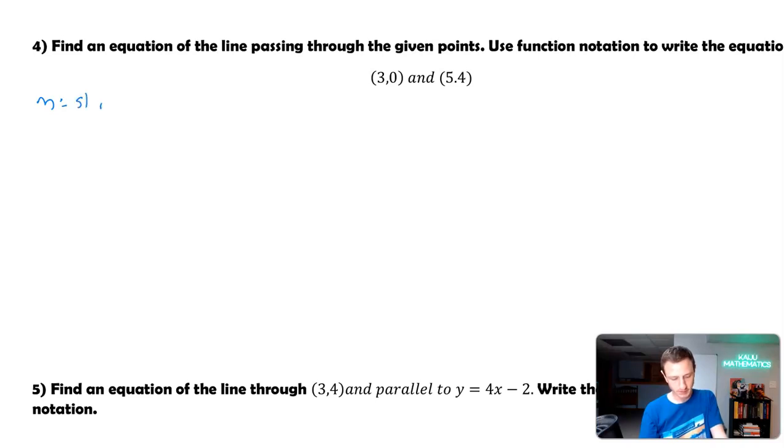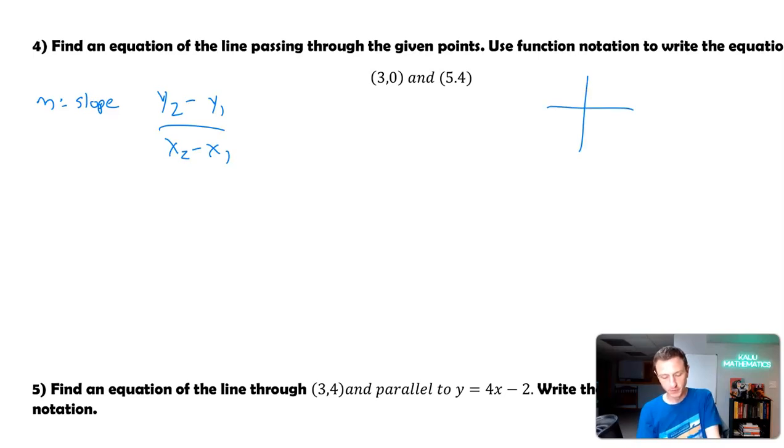Sorry, my pen is kind of delaying here. So the slope is y2 minus y1 over x2 minus x1. So we have to calculate slope because we're not given that. We're just given the 2 points. So think of this visually. (3, 0) would be here. (5, 4) would be somewhere here. So we were trying to figure out what is the slope between these 2 points. That's what we're trying to figure out right now.